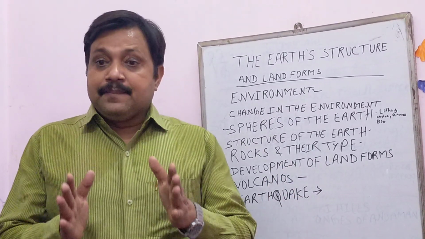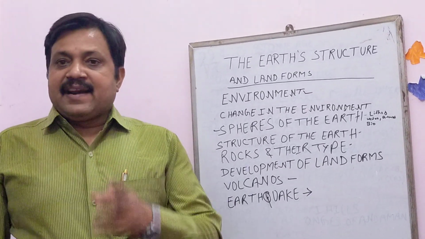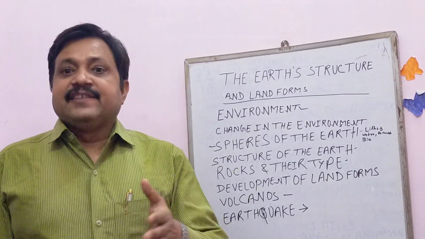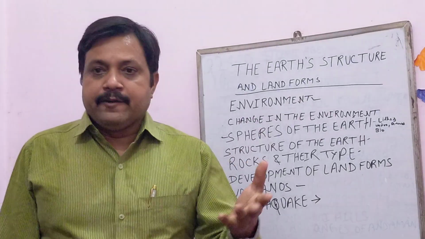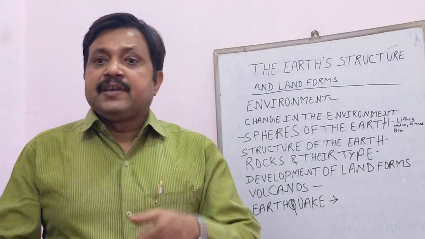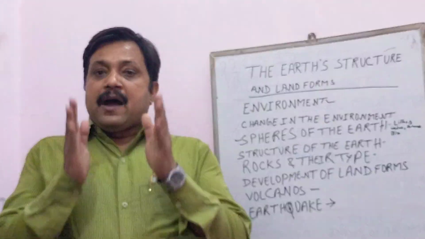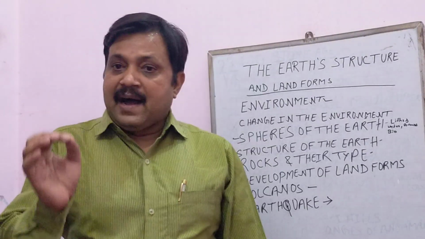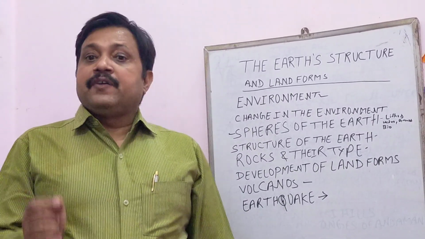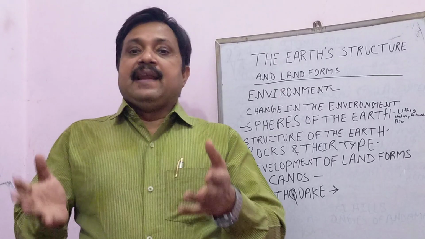Our environment is a combination of both natural and human components. So in this way there are two types of environment. The first one is natural environment and the other one is man-made environment, which is also called human environment. The natural environment is further divided into two types. One is biotic environment and another is abiotic environment. The biotic environment consists of plants, animals and human beings. Abiotic environment consists of physical components of environment, namely air, water and land.